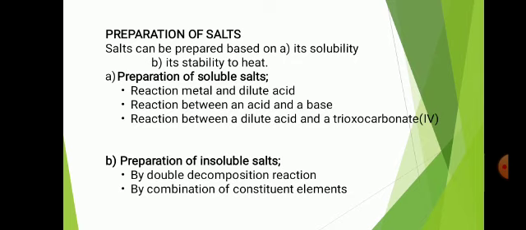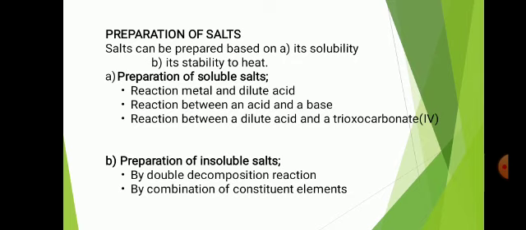A good example is the reaction between silver trioxonitrate(V) salt and sodium chloride salt. When these two salts react together, mind you, they are both soluble salts. When they react together, you find that a white precipitate of silver chloride is formed, which is an insoluble salt, and at the same time, sodium trioxonitrate(V) salt is also formed.